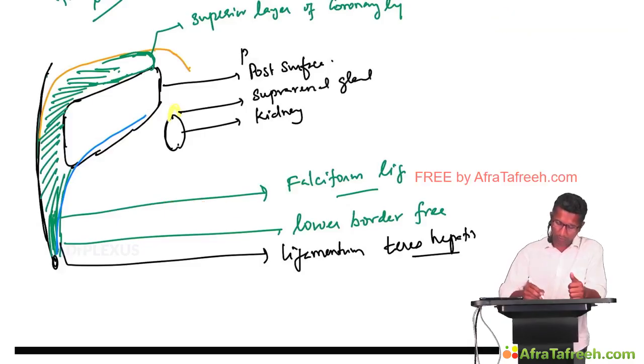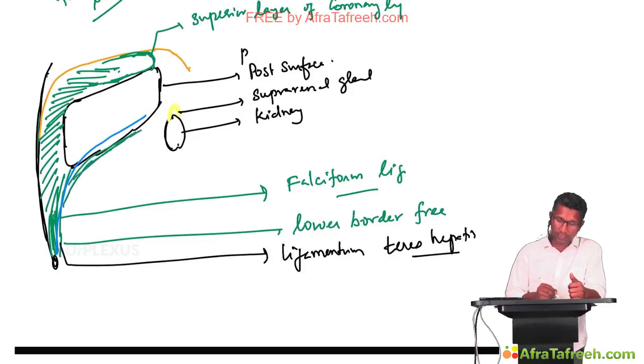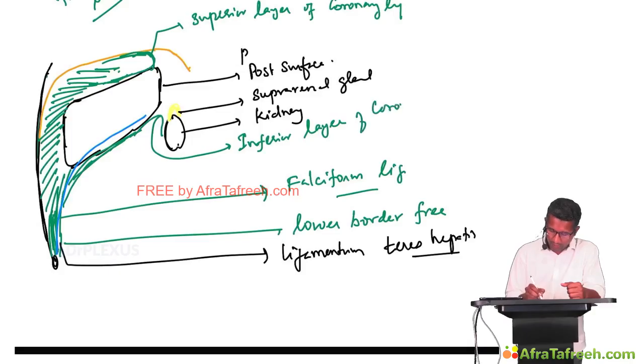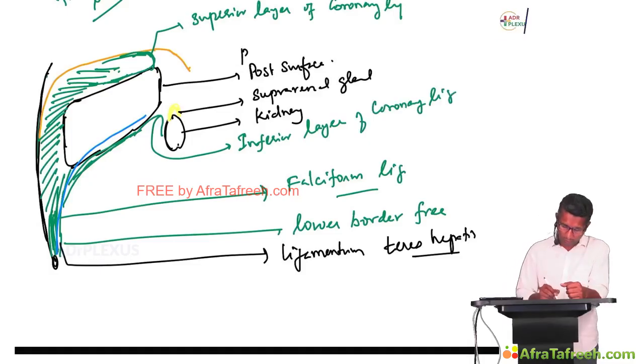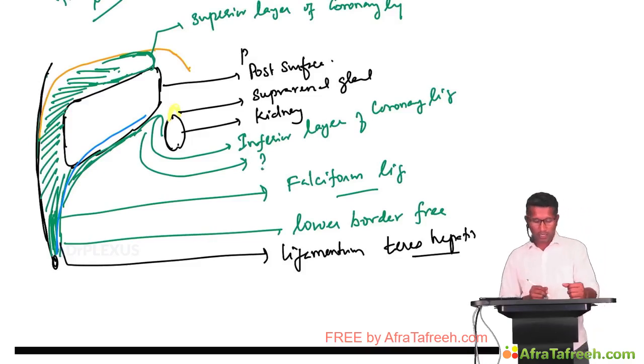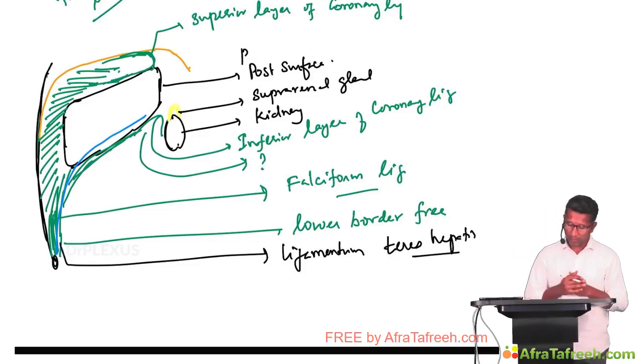If you see the peritoneum, after covering the inferior surface of the liver, it reflects over the anterior surface of the kidney. This reflection is called as the inferior layer of the coronary ligament, and this reflection in this area forms an important pouch. Can anybody tell me what is the pouch which is formed here between the liver and the kidney?